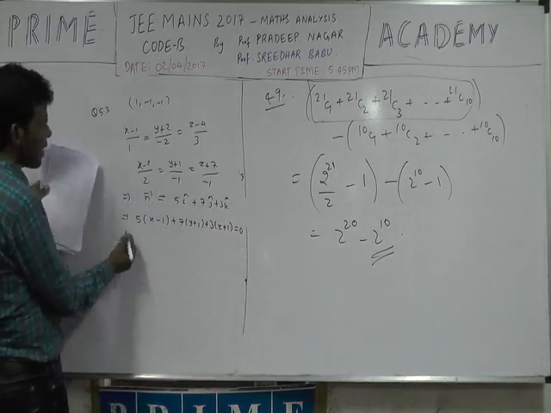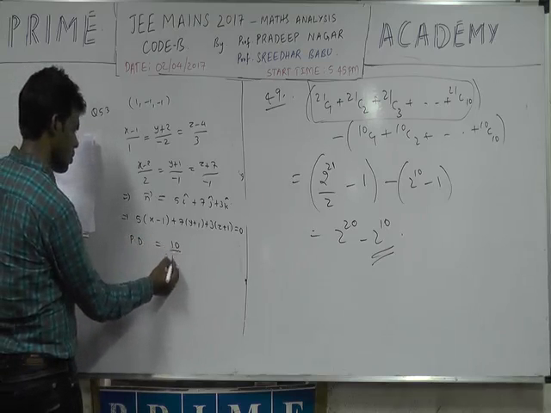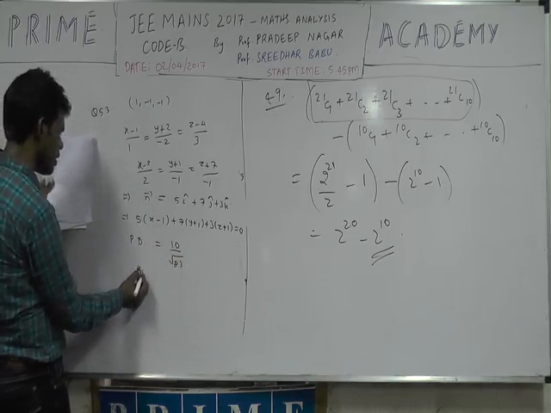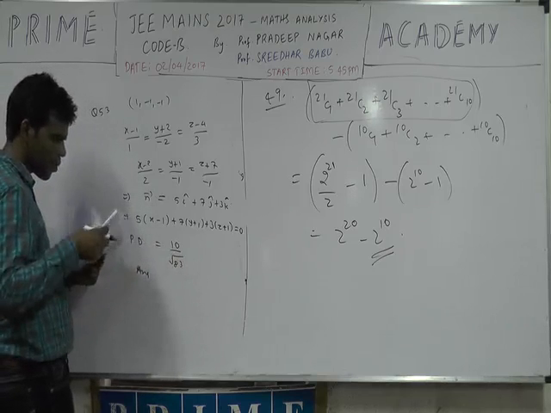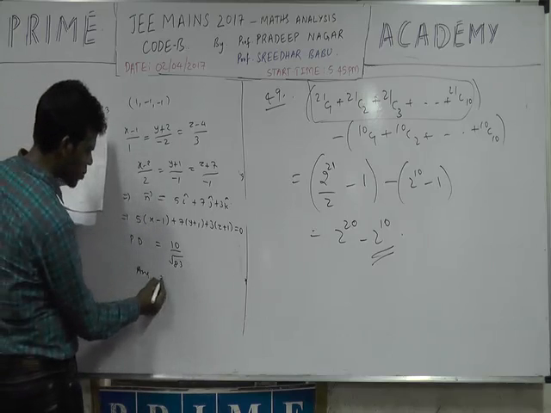From there you will get the plane, hence you can get the perpendicular distance by applying the formula, and the distance will be this one, 10 upon root 83, hence this is the answer, that is option C.